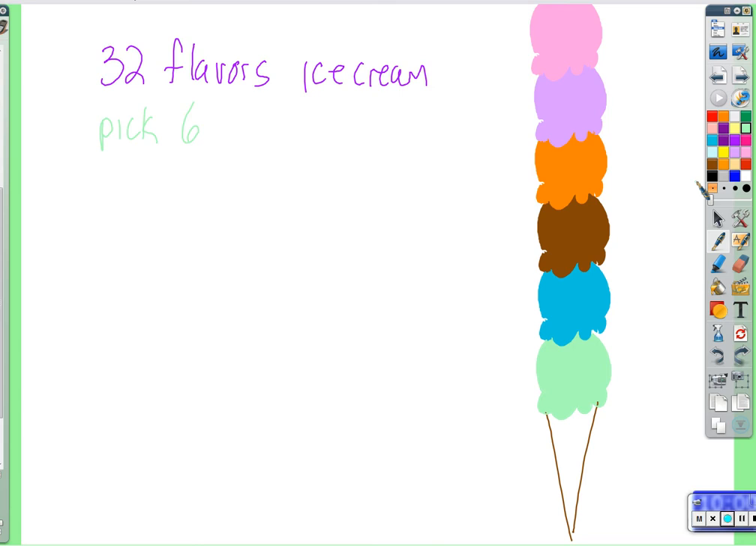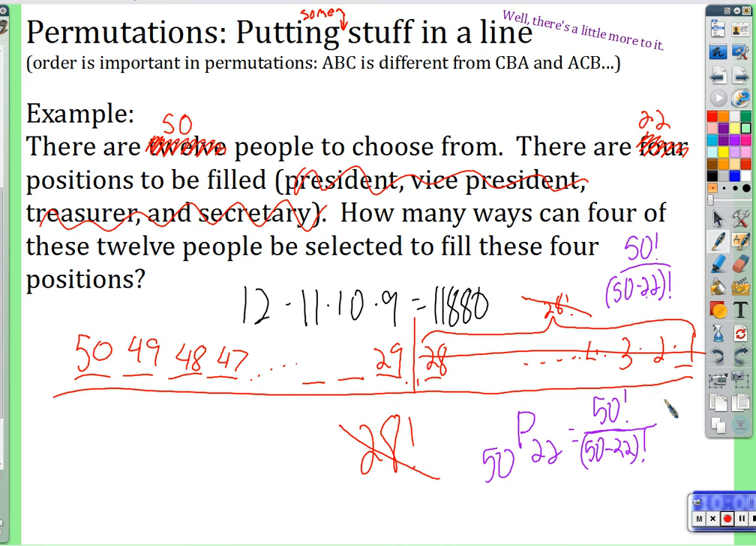So if the order is important, we're going to use permutations. Permutations, order is important. The word permutation means ordering. So similar to this problem right here.